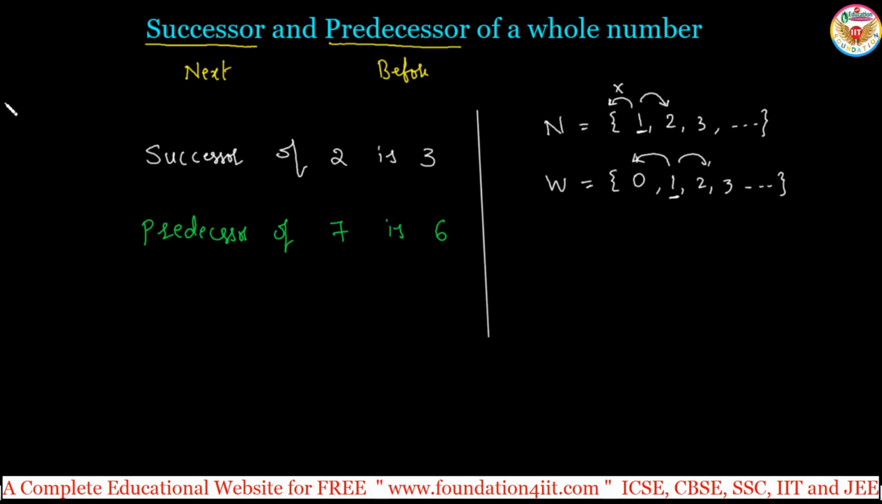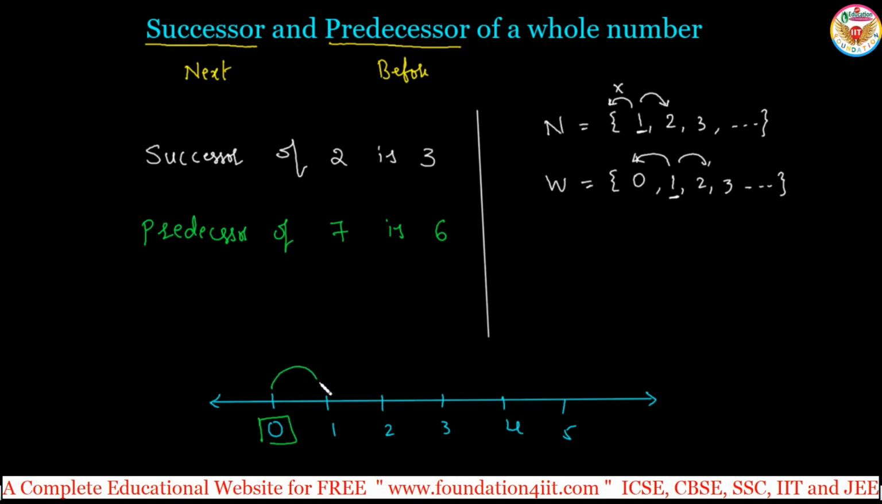So let us see the number line. Some questions ask you to represent on the number line. In whole numbers, starting with 0, next followed by 1, 2, 3, 4, and so on. Here 0 itself is the start. So the successor of 0 in whole numbers is 1. And the predecessor of 0 in whole numbers is not obtained. It's not possible. Predecessor of natural number 1 is also not possible. These two things you remember.